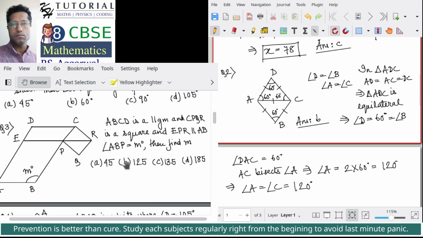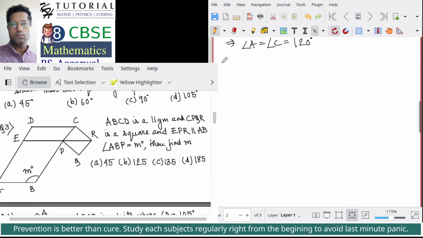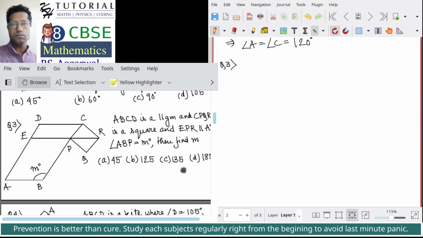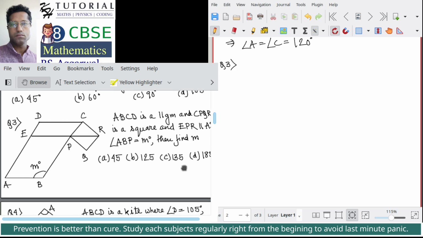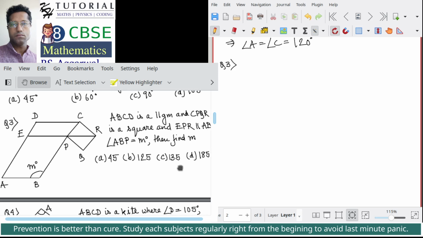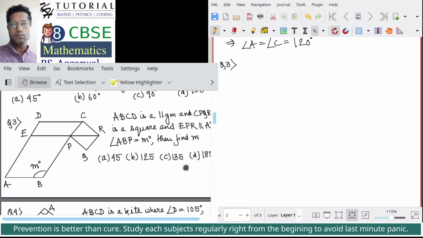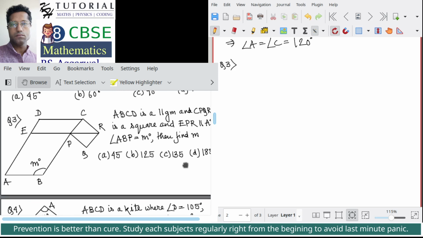Okay, let's do question number 3. There is a figure. ABCD is a parallelogram, and CPQR is a square. EPR is parallel to AB. Angle ABP is m degree. Then find m.